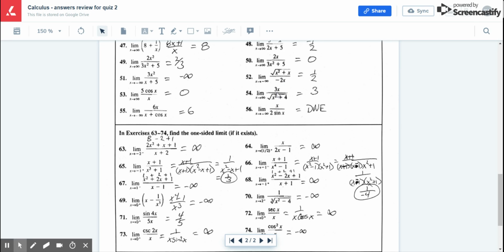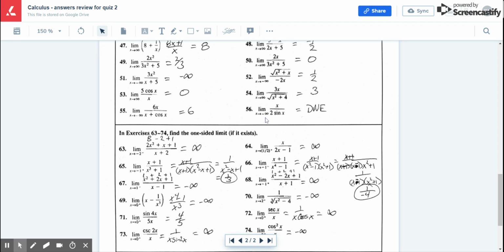So the next one, I have 3x over the square root of x squared plus 4. Square root of x squared gives me x. This time I'm going towards infinity, so I'm not going to worry about the signs. The signs that I see are what I'm going to get. So I get a 3 over a 1, so that ends up giving me 3.